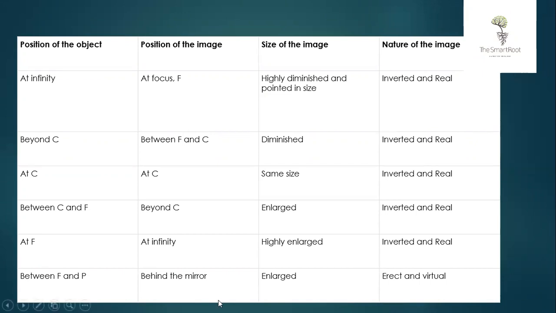Highly enlarged image is also inverted and real. Next, what is the last and final case? Take a look at this case. How does it look? What is happening here? I'm keeping the object between focus and pole.